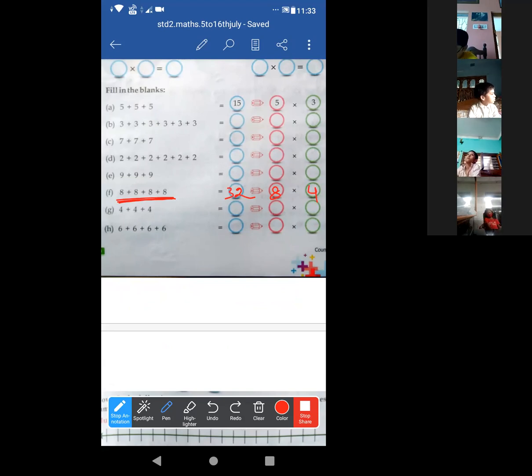Number E, the answer is 27. Here 9, and how many times 9 are there? 3 times. 3, 9, 27. Let me write 3 properly.